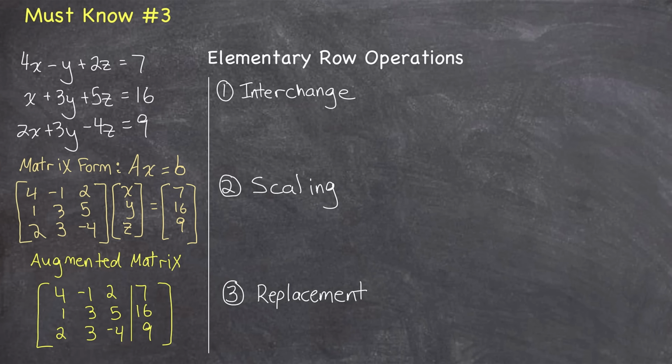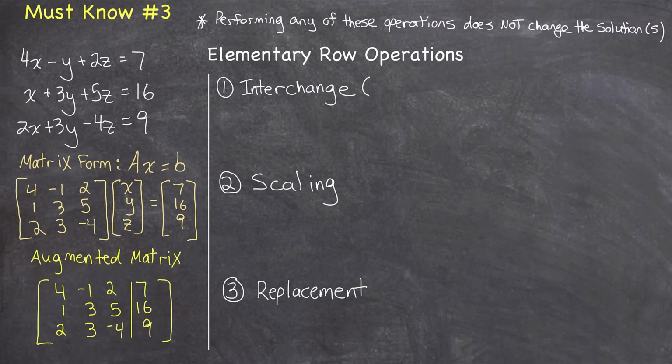Because no matter which of these 3 operations we do to an augmented matrix, the result is a matrix that has the exact same solution set. So let's look at these 3 operations, and then in the next section, I'll show you how they can be used to find the solution to a system of equations. The first operation is interchange, which just means you're allowed to swap 2 rows with each other.